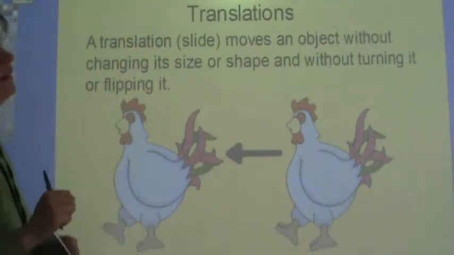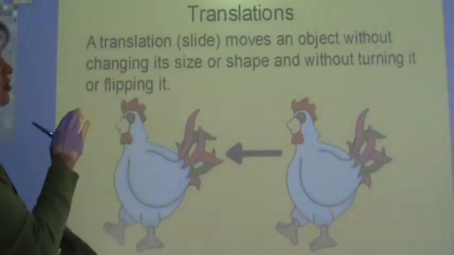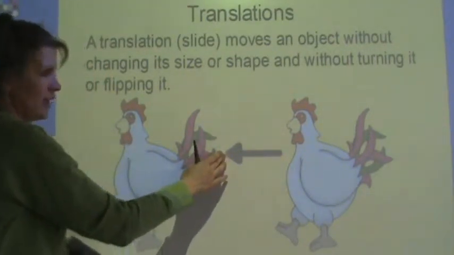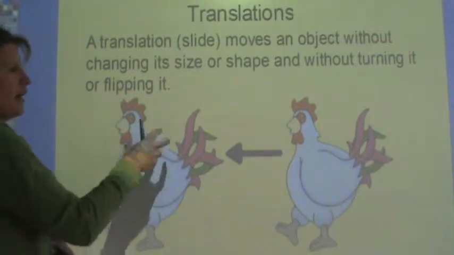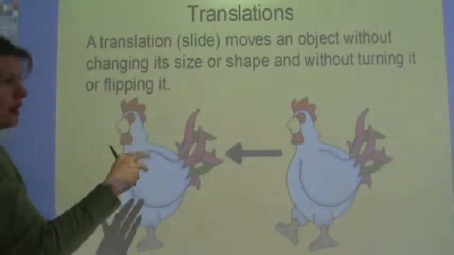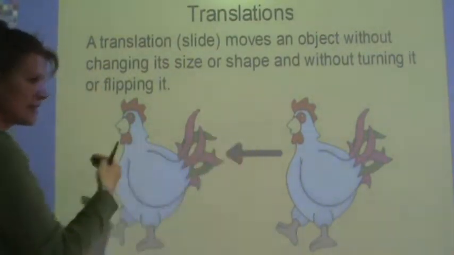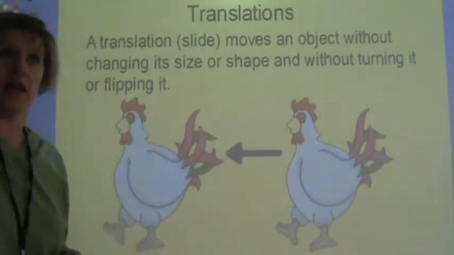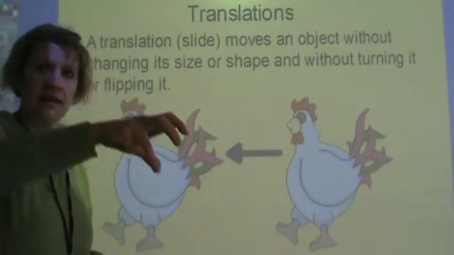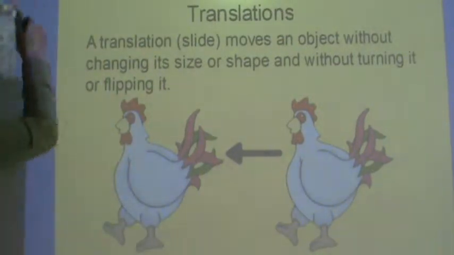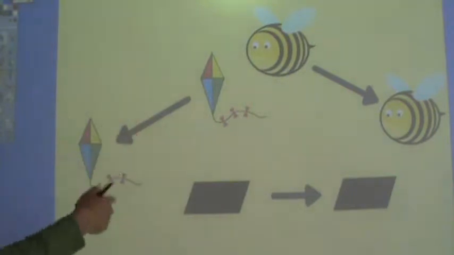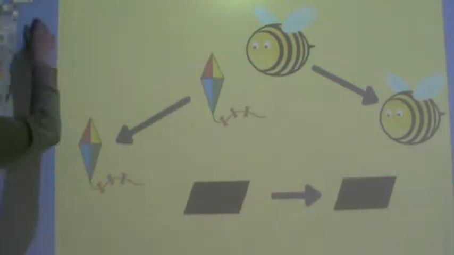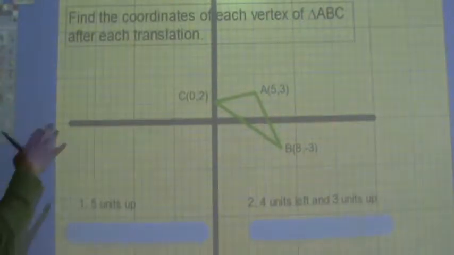It's a slide. Basically, it moves an object without changing its size or shape and without turning it or flipping it. Okay, so the chicken, from here to here, it didn't get bigger, didn't get smaller, it didn't turn, it didn't flip, it's just a slide. Think of it in terms of an actual slide when you were a kid. You just went from the top of the slide and you went down, okay? Here's some other samples. We got the bees, we got the kites, and we can also obviously do this with shapes.